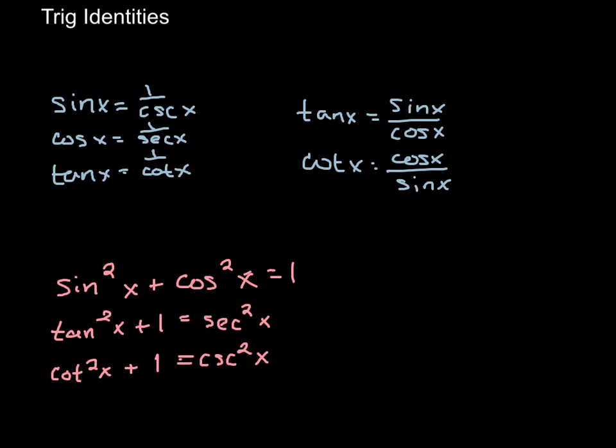But these are ones that we might not have known so far. These are three identities that we'll be using for quite some time. So sine squared x plus cosine squared x equals 1. Tangent squared x plus 1 equals secant squared x. And cotangent squared x plus 1 equals cosecant squared x.